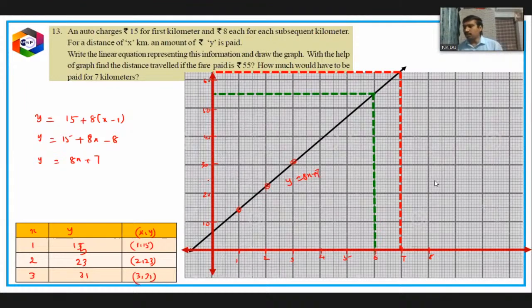Now 2 more questions are given. We have only 4 minutes, so I am going to close that quickly. So here if you can observe, I have already taken. So the first one is, what would be the question? How much would have to be paid for 7 kilometers? Suppose first 55 rupees paid, so totally 55, then how many kilometers does he travel? So if it is 55, where it is intersecting at 6, that means he traveled totally 6 kilometers.